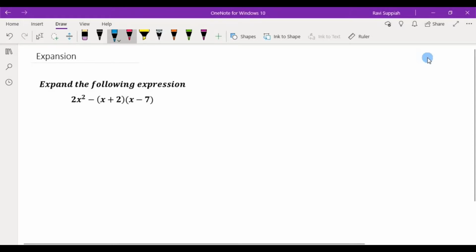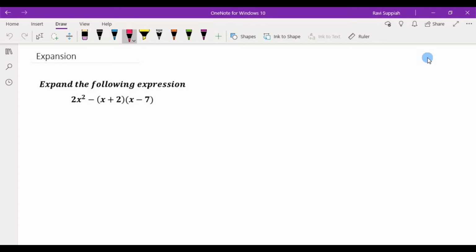We have two brackets here that we need to expand, but importantly, we also have another term here that is 2x squared that is going to subtract from this expansion over here. So the best way to do this is to make sure that we first focus on the expansion over here, and then we need to combine it with the 2x squared.